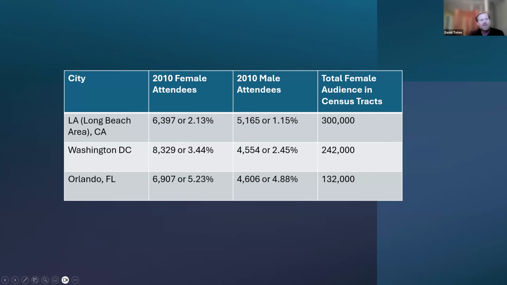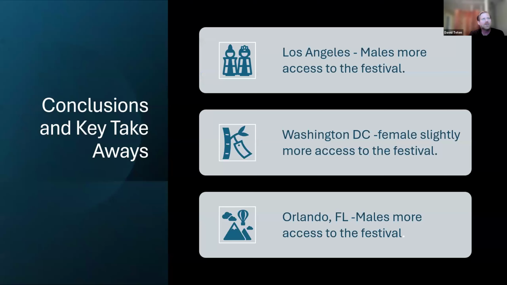despite males having better access to the venues, females still attended in higher numbers. So let's take this by city. In Los Angeles, males had more access to the festival, with stronger clustering around venues as compared to females. However, it was significant for the females, the representation, suggesting greater access for males.